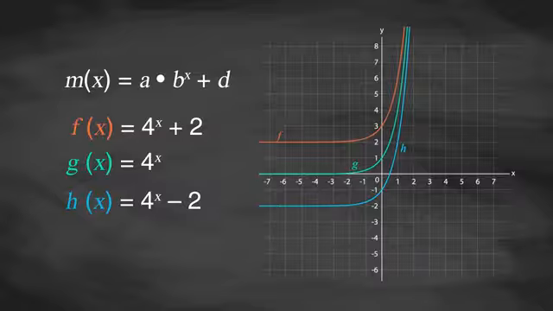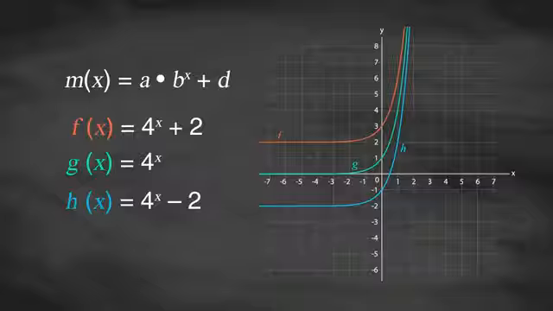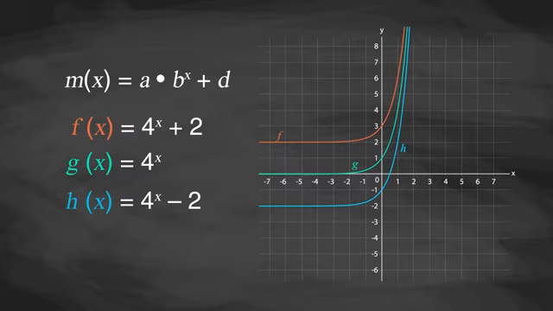Changing the value of d changes the horizontal asymptote from y equals 0 to y equals d. Function f and function h are both vertical shifts of function g. Function f is function g shifted up 2 units, and function h is function g shifted down 2 units.